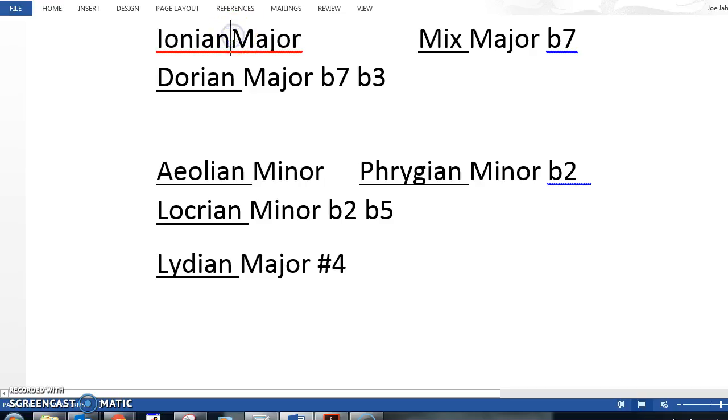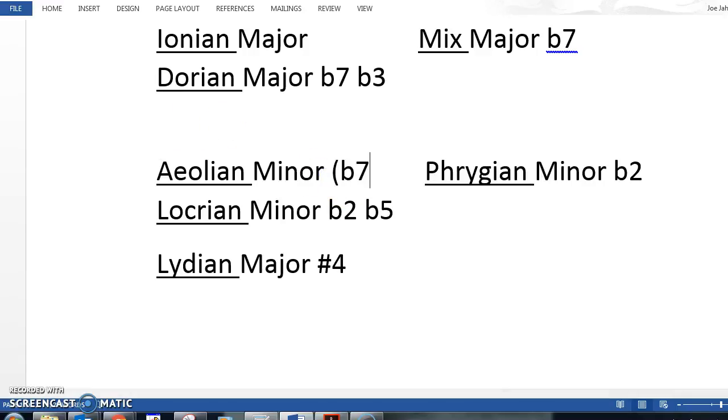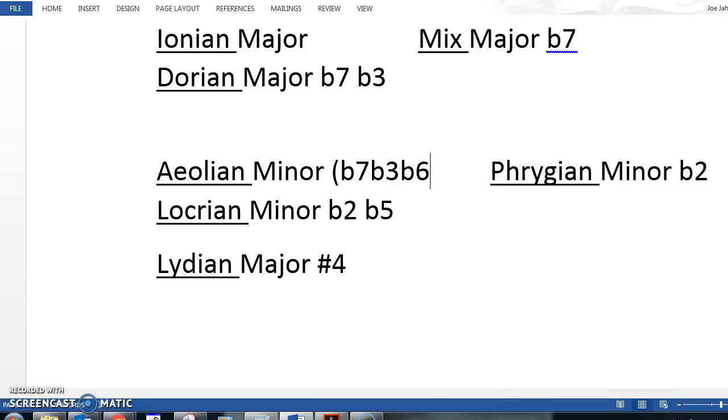Another way to think of all of this is Ionian is simply major. Mixolydian is major with a flat 7. Dorian is major with a flat 7 and a flat 3. Aeolian is minor. You have to remember, though, that minor is flat 7, flat 3, flat 6. It's got to be in your head. So Phrygian is minor flat 2, but it's not just a flat 2. It's minor, which would infer all of this, plus the flat 2. Locrian is minor plus flat 2, flat 5. So it's all of this in the minor plus flat 2, flat 5. For me, that's the easiest way to remember it.